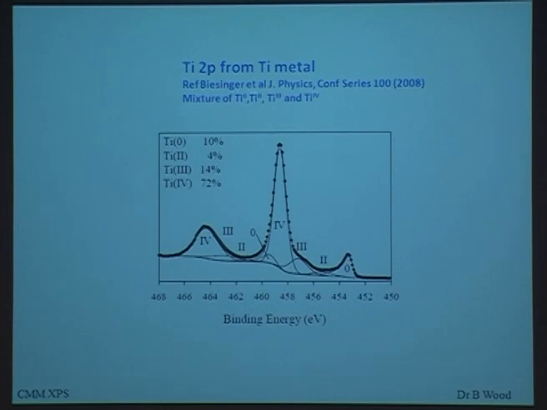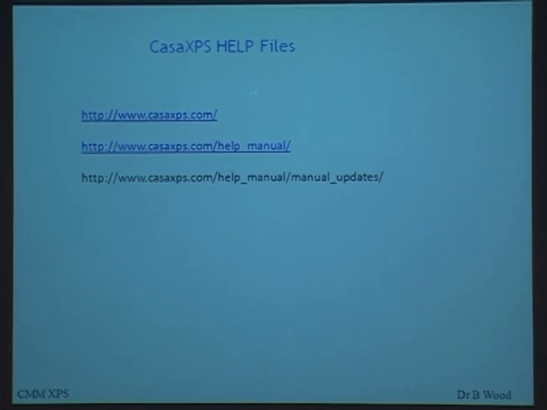If you put in titanium metal, that's what the titanium 2p looks like. Here's the metal, here's the oxidation state 2, 3, 4. And in order to fit that nicely, you have to apply some rigid fitting. The software's very good for the curve fitting. There are many things even in the literature on how to use the software. This one's here, and there's this one here, etc.